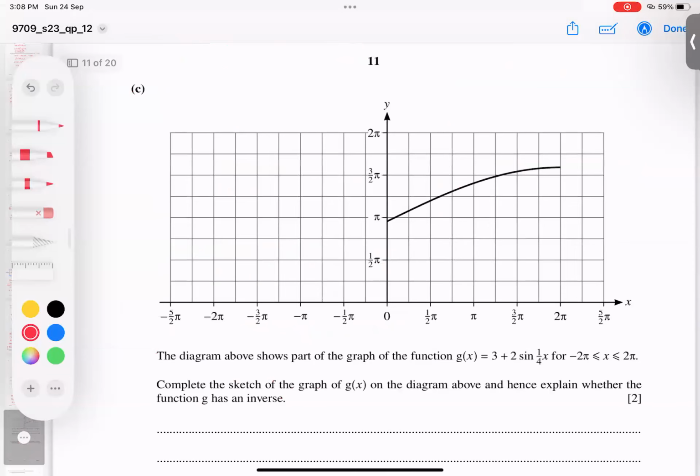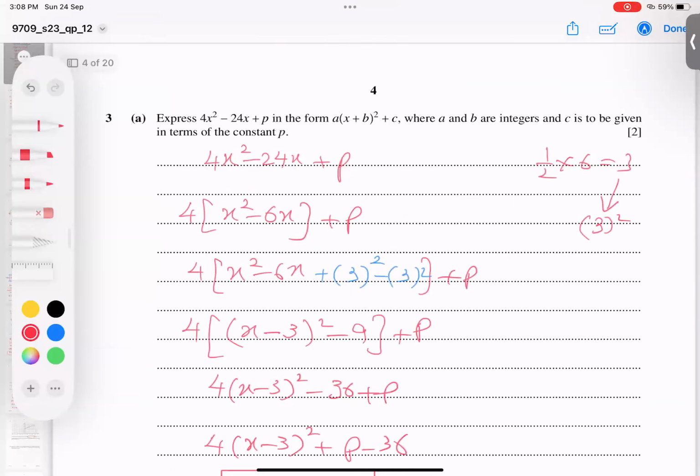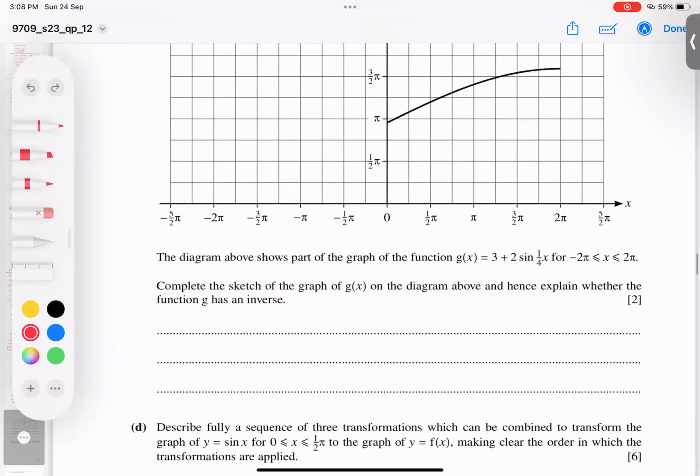C part. He's saying in this question, let me read. Yeah, this is given. Okay, and wait a minute. So what is he saying here? He said negative 2 pi to 2 pi. Actually, this is 2 pi, and we are going back to negative 2 pi, and you know it, students. So he said sketch the complete graph, and hence explain whether the inverse of the function exists or not.